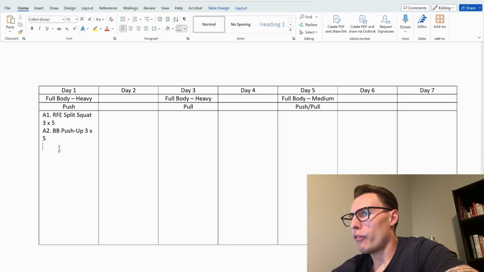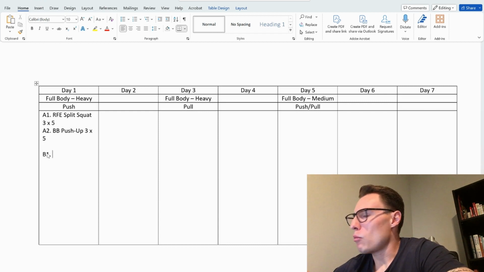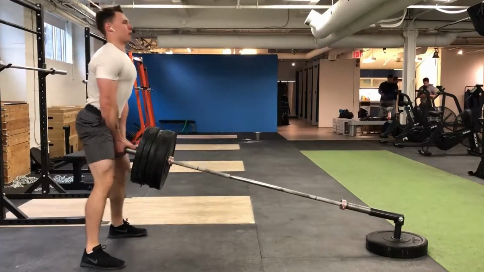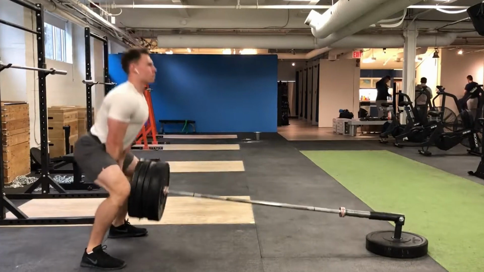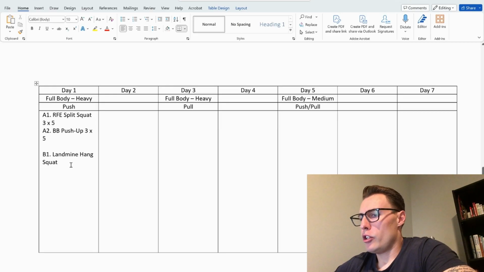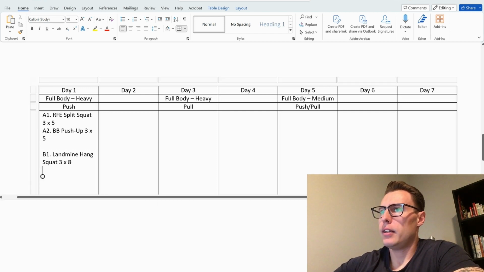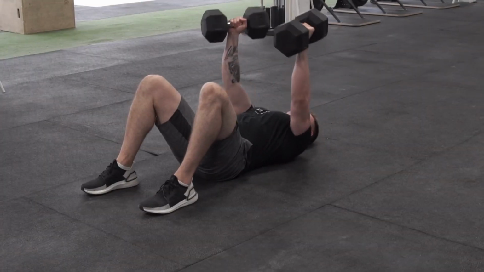So from there, what we'll do is B1, we might do, let's say, a landmine hang squat. We might go from a single leg movement to a bilateral movement. Maybe 3 sets of 8, let's say. And then B2, we might pair that with a dumbbell floor press.